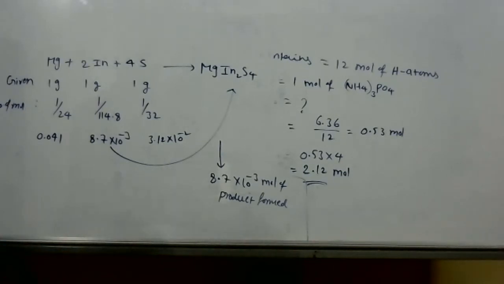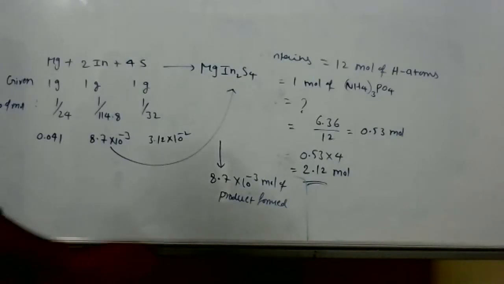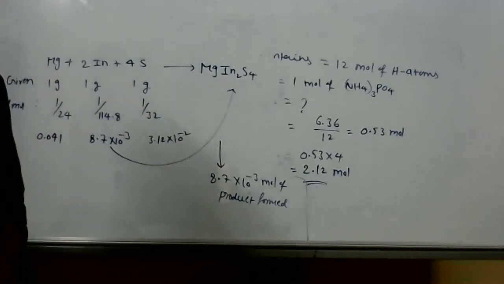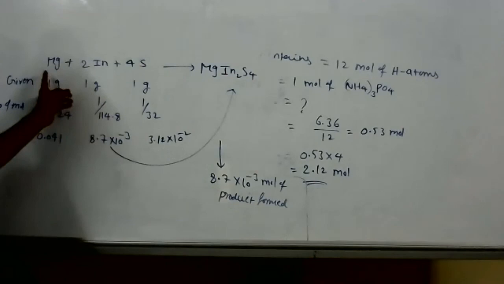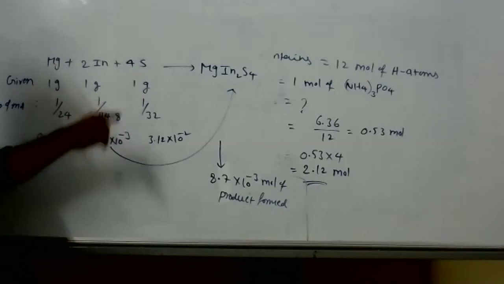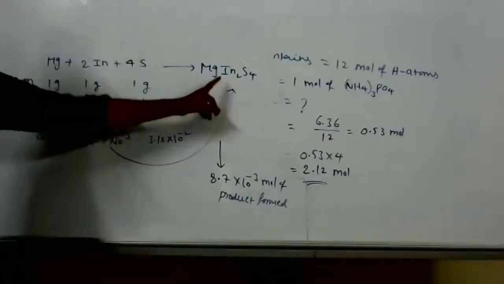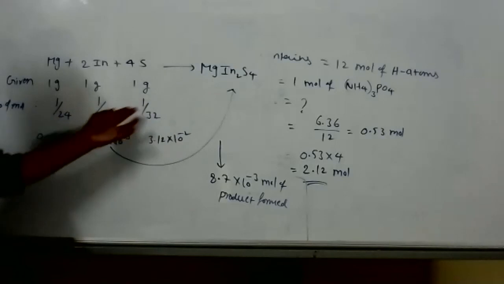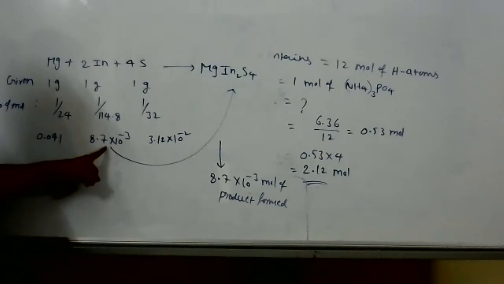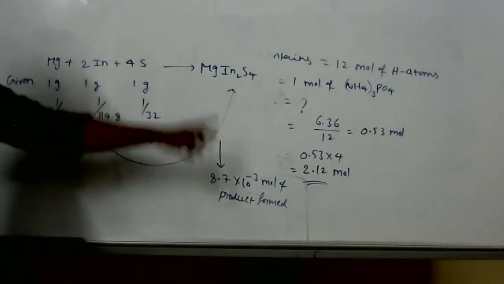Okay, my remaining questions we will see in the next class. Also, in this question, were they asking for the limiting reagent? No, they didn't ask for the limiting reagent. They're asking how many moles of product are obtained. Given is the amount of magnesium, indium, sulfur, 1 gram each. So no doubt it depends upon the limiting reagent only. Indium is the limiting reagent here, we got a very small number of moles of indium, so the product obtained is also only this many moles.